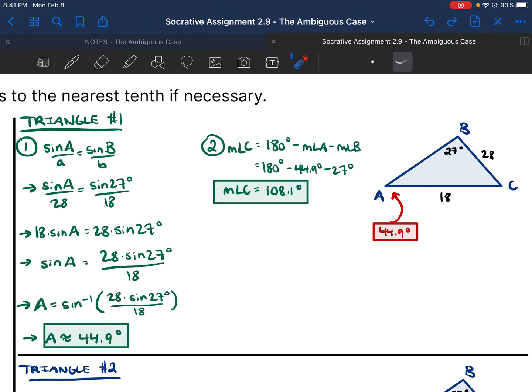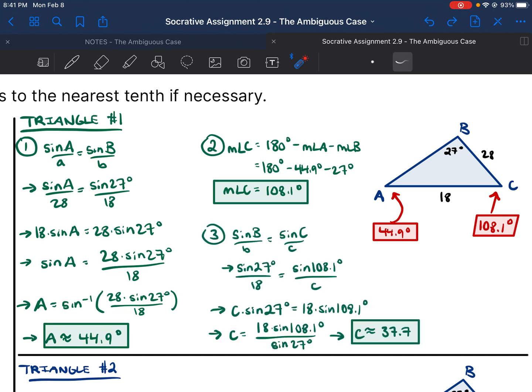And that's pretty easy because if we already know the other 2 angles, well, we just subtract them from 180 degrees and we get that the measure of angle C is 108.1 degrees. And then finally, the only piece that we're missing now is side C. So we use the law of sines.